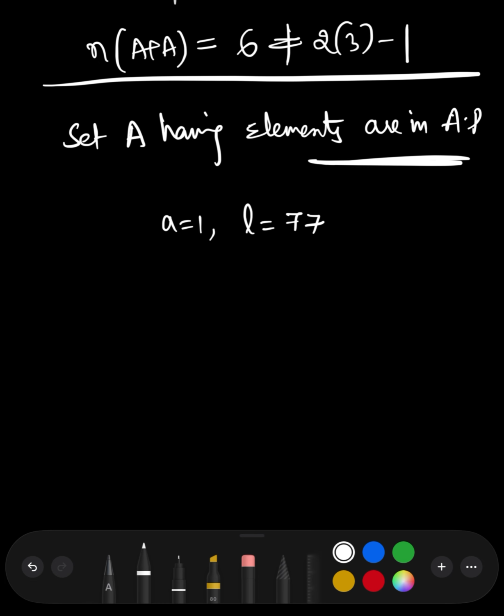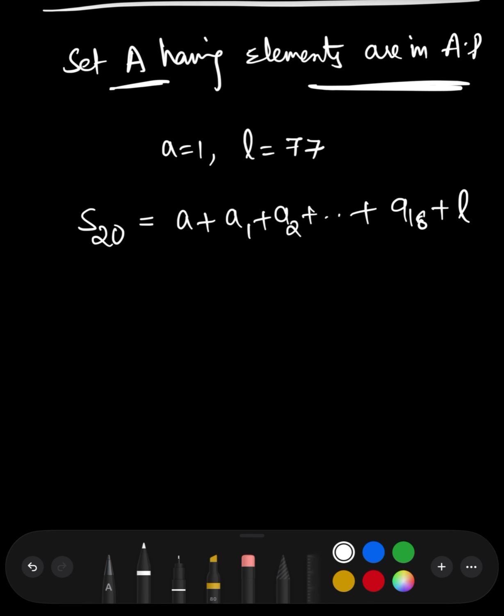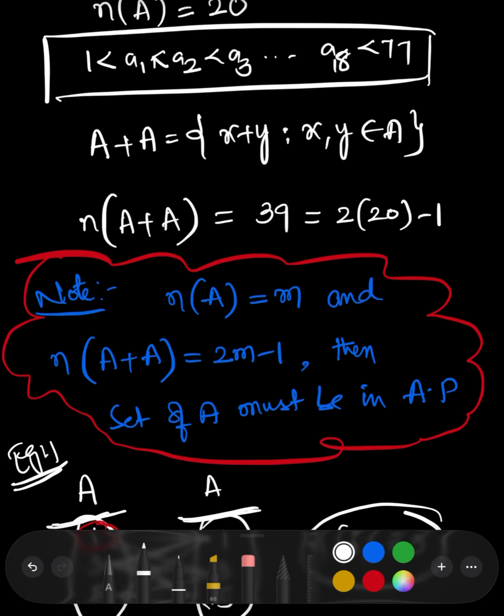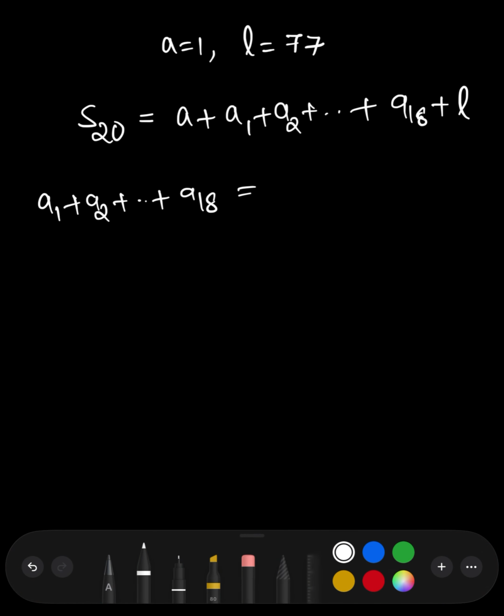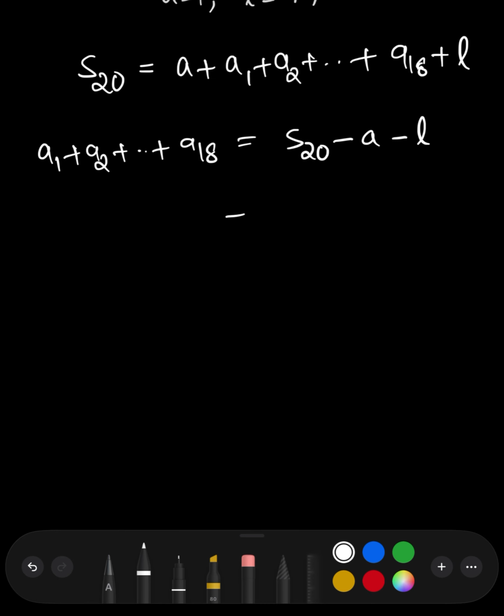So if I want to find, as A having 20 elements, S20, which is nothing but a plus a1 plus a2 and so on, a18 plus l, this is S20. According to the question, I just want a1 plus a2 and so on, a18, that is S20 minus a minus l. What is S20? We know the sum of n terms formula in AP, n by 2 into a plus l, that is 20 by 2 into 1 plus 77, minus 1 minus 77.